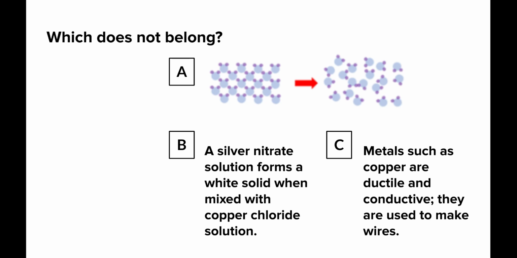All right, so for the first one, A is showing us a particle model. This arrow indicates that something has happened between the left side and the right side. That's choice A. Choice B is a silver nitrate solution forms a white solid when mixed with copper chloride solution. And choice C is metals such as copper are ductile, conductive, which means they are used to make wires. Pause the video and choose your answer and come up with a reason why.